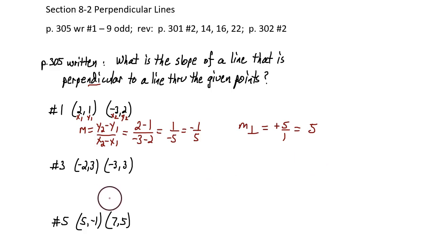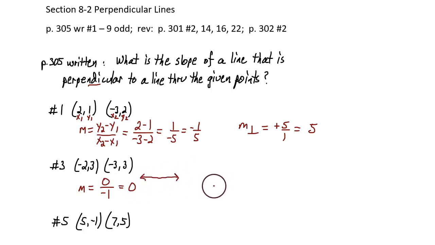Number 3, let's follow that same technique. First, find the slope of a line through those dots. So 3 take away 3 makes 0, and negative 3 take away negative 2 makes negative 1. And 0 over negative 1 is 0. Okay, a line through these dots has a slope of 0. It is a horizontal line.